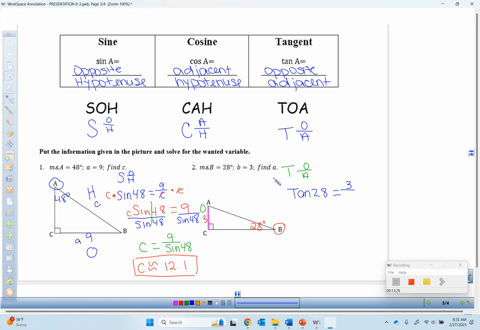over, and it wants me to find little a. And little a, if this is my big A, little a is what, down here? Okay. So this is my adjacent. So little a is adjacent to big A. So opposite over adjacent. I mean, little a is opposite of big A, but adjacent to this degree right here. Make sense? Okay.